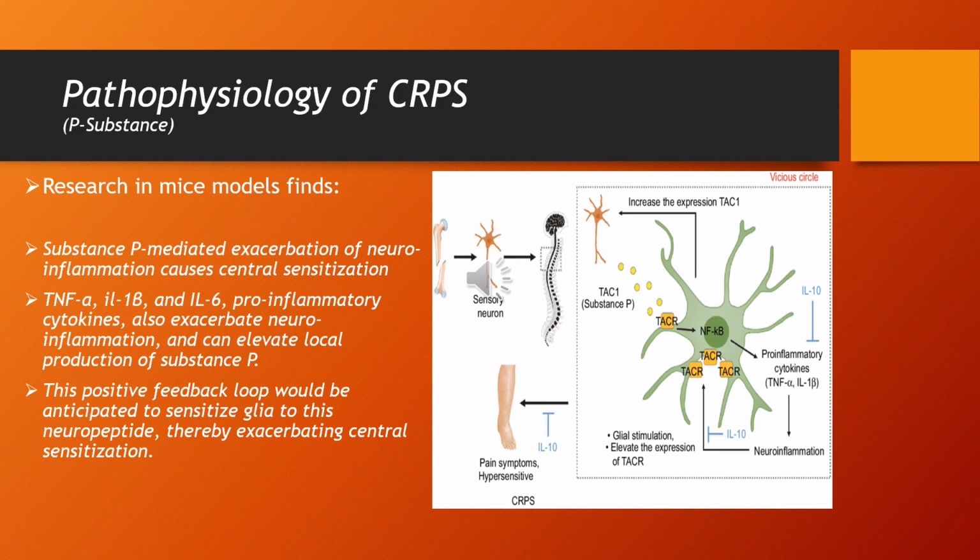These pro-inflammatory cytokines, increased by substance P, also exacerbate the neuroinflammation by increasing the expression of neurokinin 1 receptor in the glial cells. And if you recall, the glial cells are the supporting cells in the central nervous system. And this can elevate the local production of substance P, and this creates the cycle.